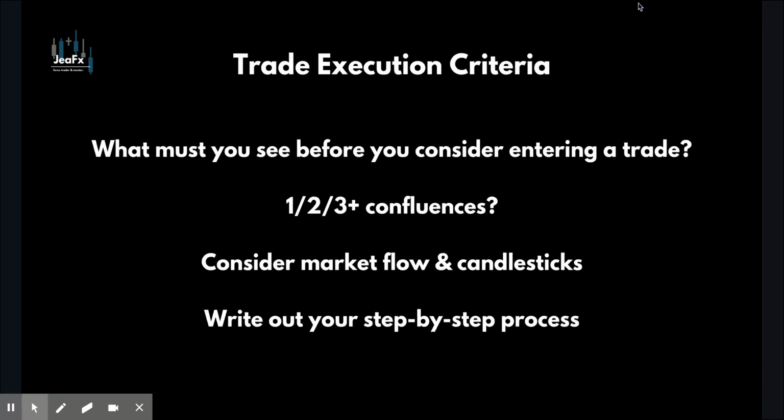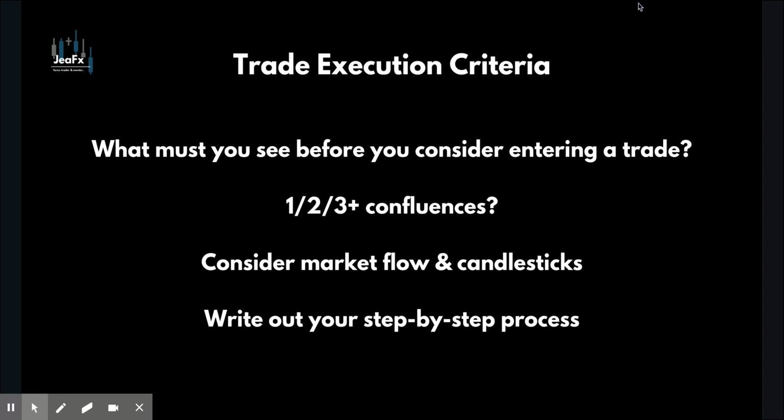So step one then, trade execution criteria. What we mean here is actually looking at what do you need to see before you consider entering a trade, right? Trade execution is actually entering a trade, executing a position. So what is your criteria to actually do this? What do you need to see before you consider entering a trade? Are we looking for 1, 2, 3 or more confluences or reasons to buy or sell?